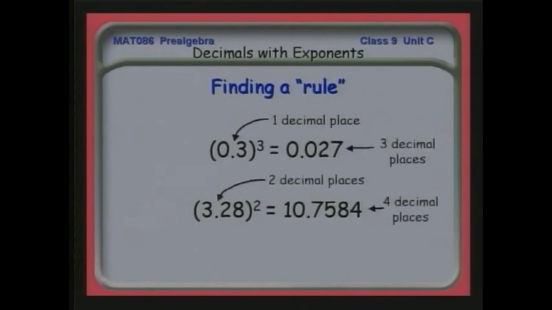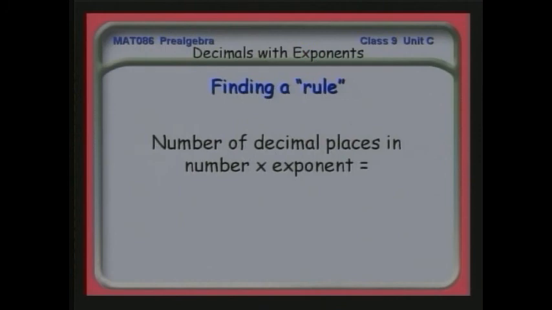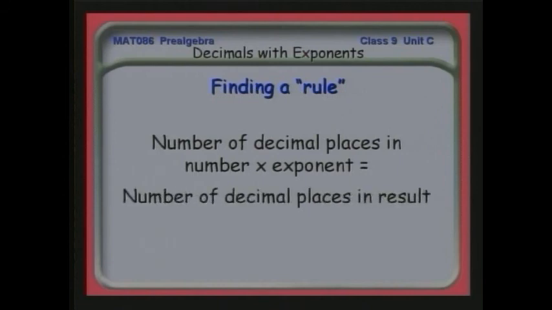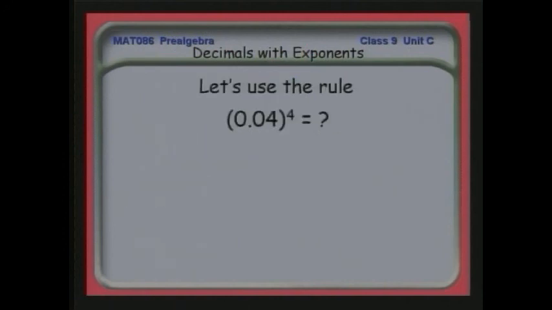What does that suggest? If I talk about a rule, I can take the number of decimal places in the number times the exponent is equal to the number of decimal places in the result. We saw that happen. So if I have something, whatever number, 0.1 cubed, 1 times 3 is going to give me 3 decimal places in the result. Let's investigate the rule with 0.04 to the 4th power.